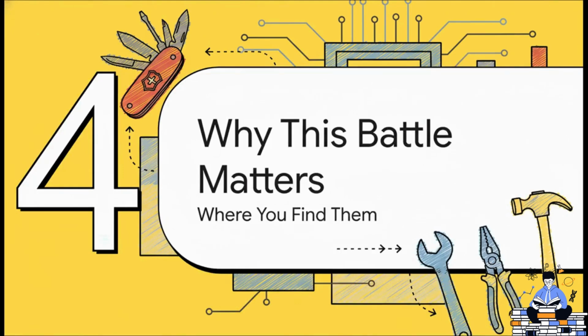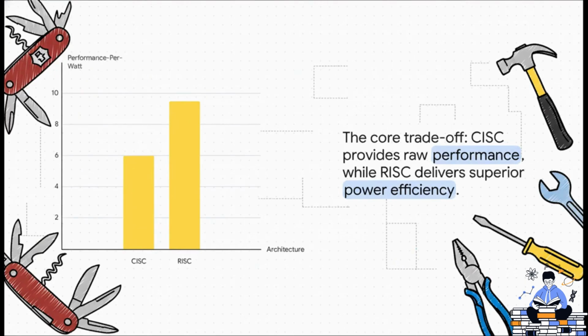Okay, so this is all really interesting from a technical perspective, but why does this whole battle of architectures actually matter to you? Well, it pretty much determines the kind of performance and efficiency you get from the devices you use literally every single day. Here it is, the core trade-off. CISC processors are the champions of raw, brute force performance. They're designed to just power through complex tasks.